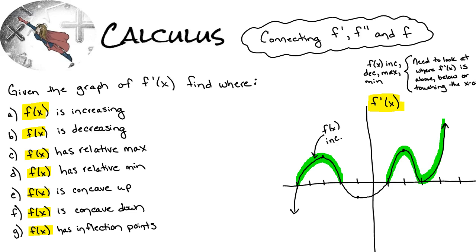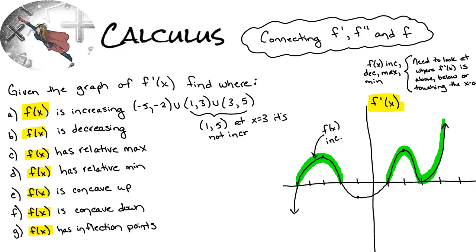So for part A, the places where f of x is increasing, well, that would be from -5 until -2. That's the first interval. Union. Then it picks up again with increasing from 1 until 3. And then again from 3 until 5. And you cannot just say 1 until 5, because at 3, it's not increasing. Because right at 3, it's touching the x-axis, which means something else. Okay, so that's why I did that. Let me get rid of that so we have room. All right.